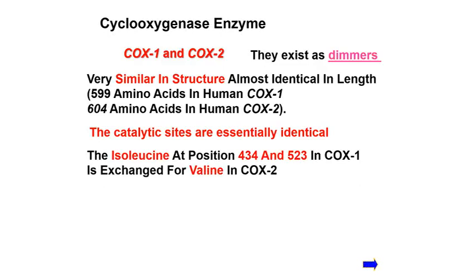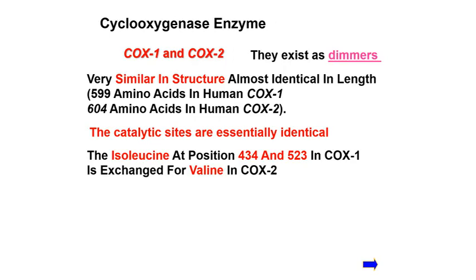Cyclooxygenase 1 is composed of 599 amino acids. COX-2 is composed of 604 amino acids. They have almost similar length, having almost the same number of amino acids. The catalytic site of both isomers is identical. Some minor differences are present between COX-1 and COX-2. The remarkable difference is a difference that causes the selectivity of COX-2.